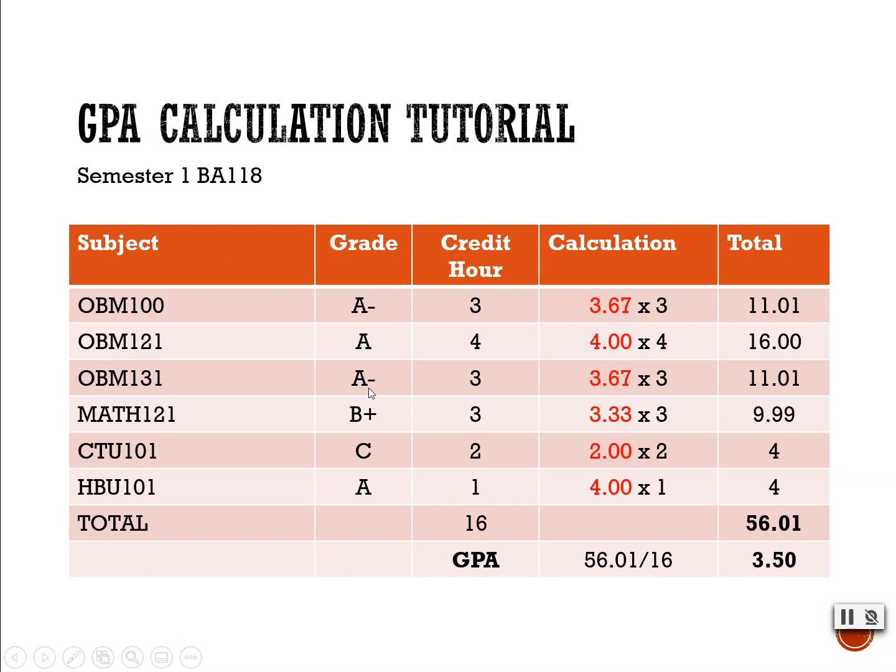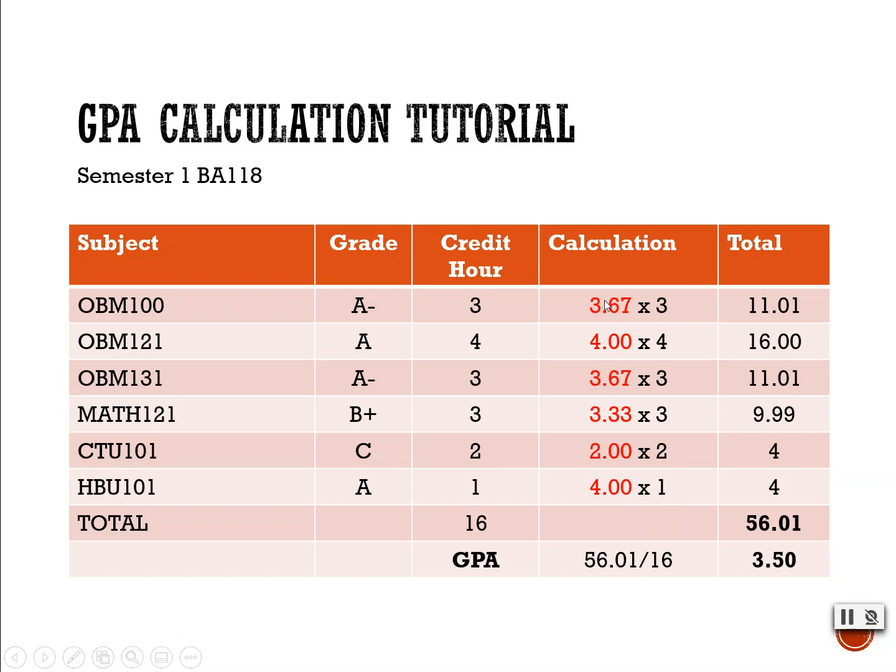OBM 131, you get A minus, 3.67. Math, you get B plus, 3.33. And CTU, you get C, 2.00. And the last one is HBU, you get an A, which means 4 flat. Okay, so this is the scale for the grade that you get here, and times the credit hour. So the credit hours are 3, 4, 3, 3, 2, and 1.